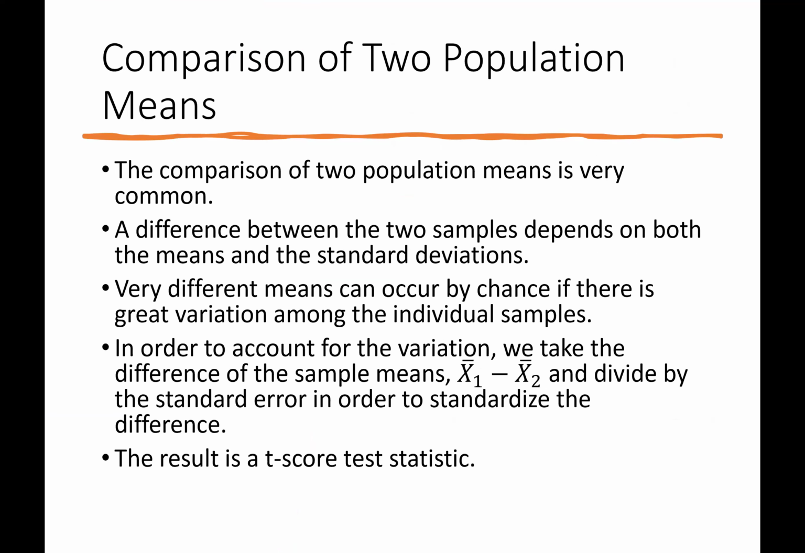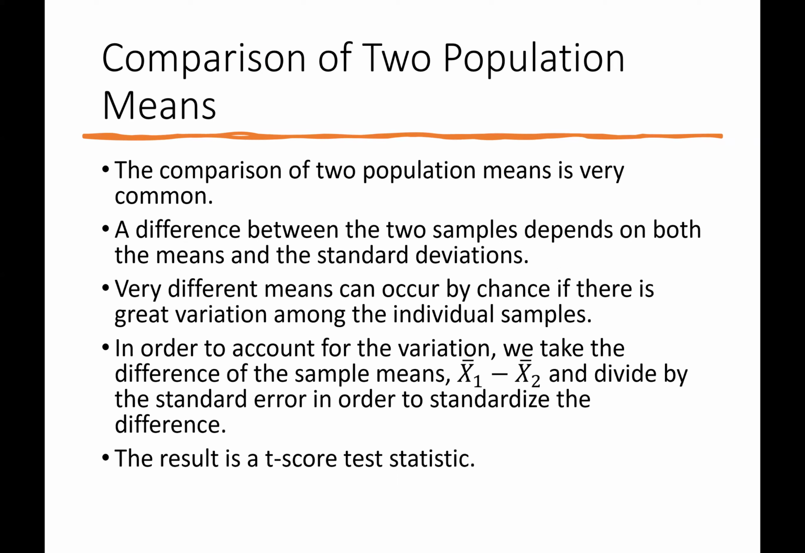The comparison of two population means is very common. A difference between the two samples depends on both the means and the standard deviations. Very different means can occur by chance if there is great variation among the individual samples, because we happen to know that the mean is calculated using every single data value. So if there are large extremes in the data values, that is going to affect the mean.